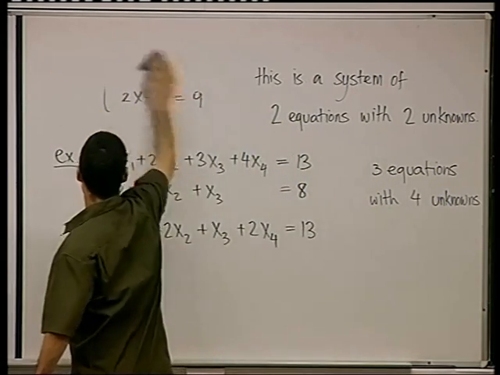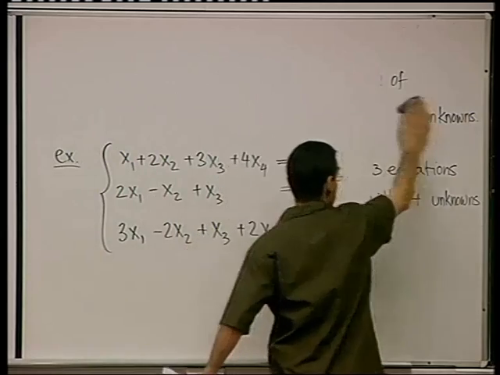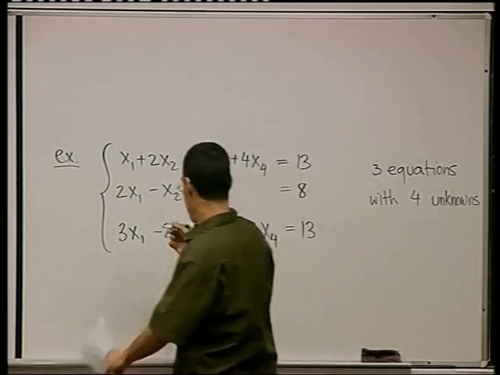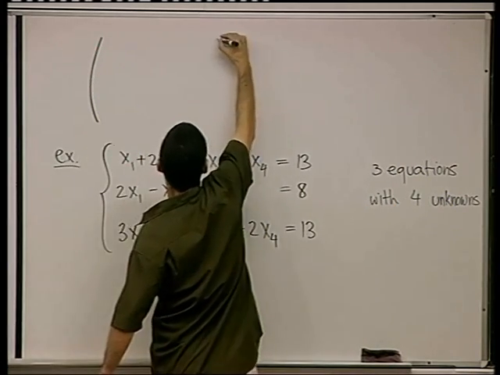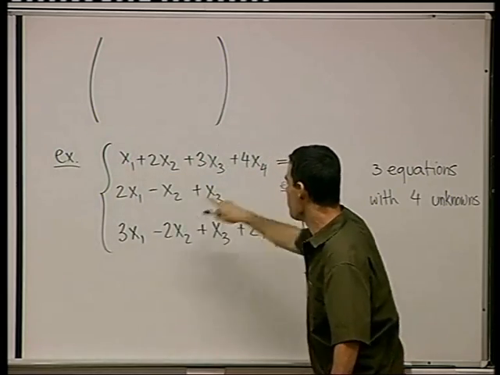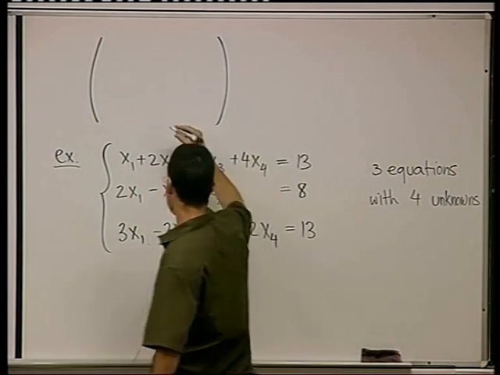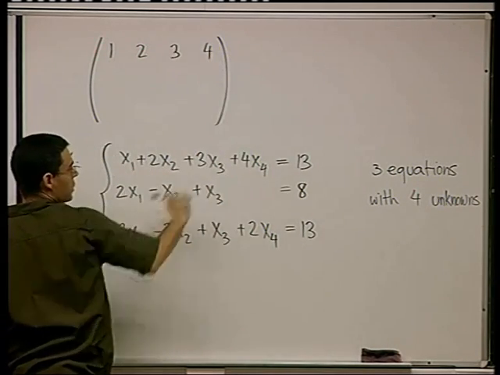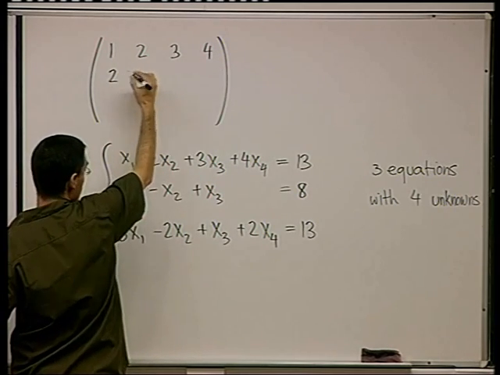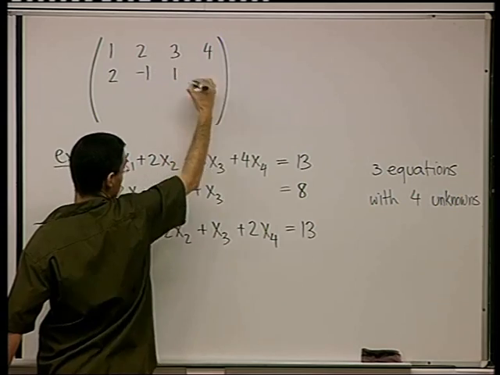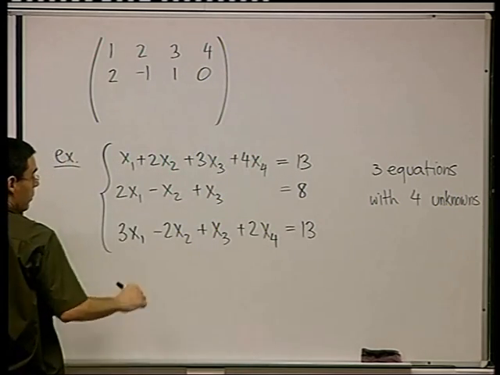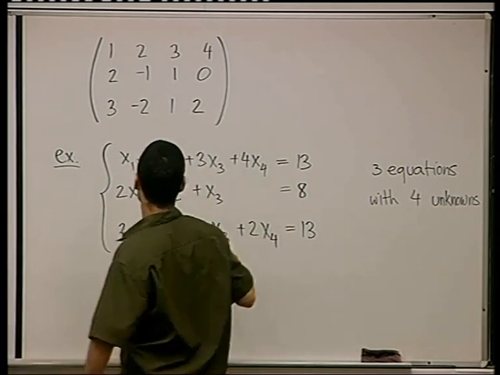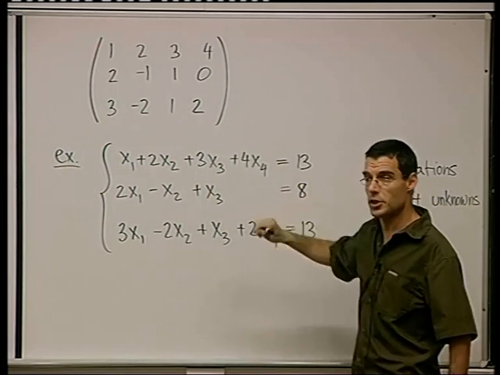I'm going to erase the top example. I'm going to rewrite this system differently. So I'm going to take a matrix in which I'm going to write just the coefficients of these 3 equations. So the matrix is going to be 1, 2, 3, 4. Those are the coefficients of the first equation. 2, negative 1, 1, and then there's a 0 here because there's no x4. And then 3, negative 2, 1, 2. So this is called the coefficient matrix.